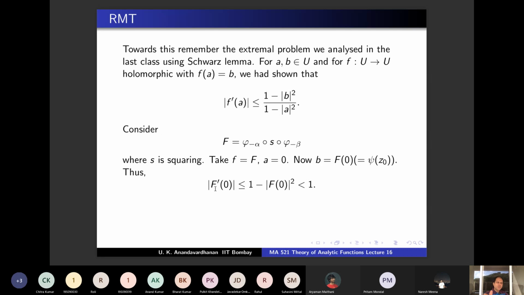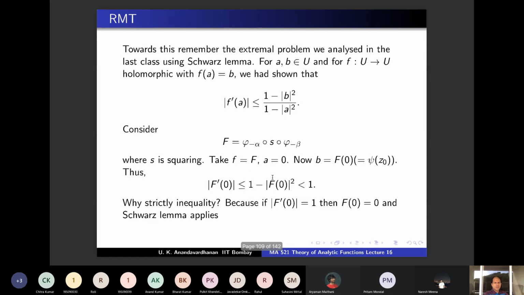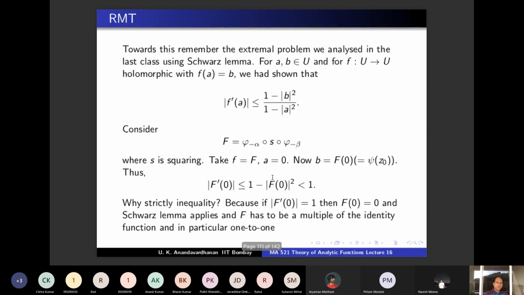That will force capital F to be a 1-1 function because it's a scalar multiple of the identity function. So capital F will be a 1-1 function, but capital F is not 1-1 because squaring is involved. Therefore, it's not 1-1. Right? So strict inequality holds because if mod f prime 0 is 1, then f of 0 is 0, and therefore by Schwarz's lemma, f has to be a multiple of the identity function, in particular 1 to 1, which it is not. Which it is not because of the formula for f.